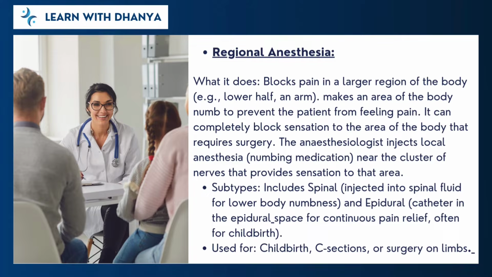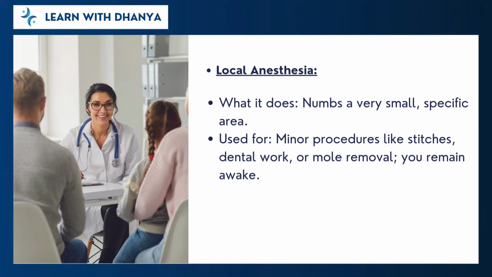Second comes regional anesthesia, which blocks the pain in a larger region of the body, for example the lower half or an arm, and makes an area of the body numb to prevent the patient from feeling pain. It mainly includes spinal anesthesia, epidural anesthesia and the like. It is given in the case of cesarean or surgery in the limbs, etc.